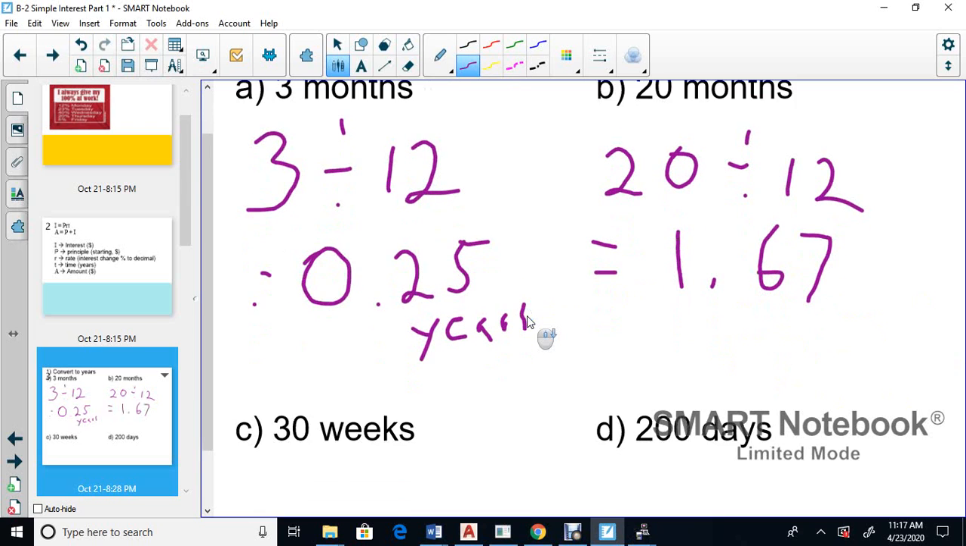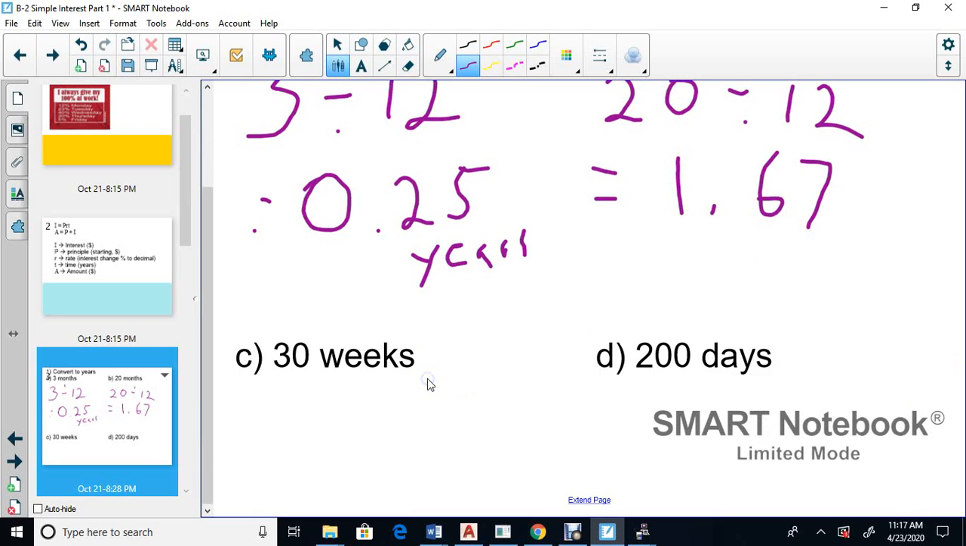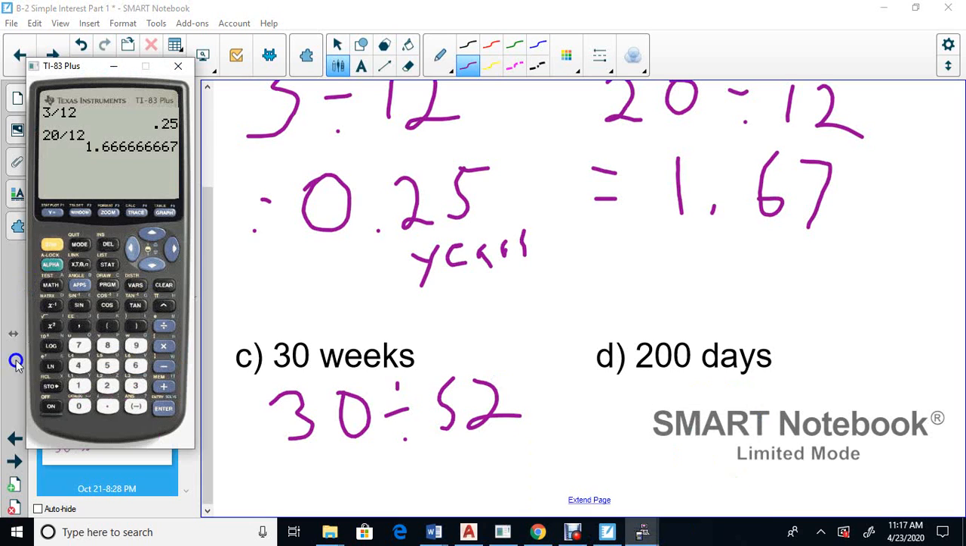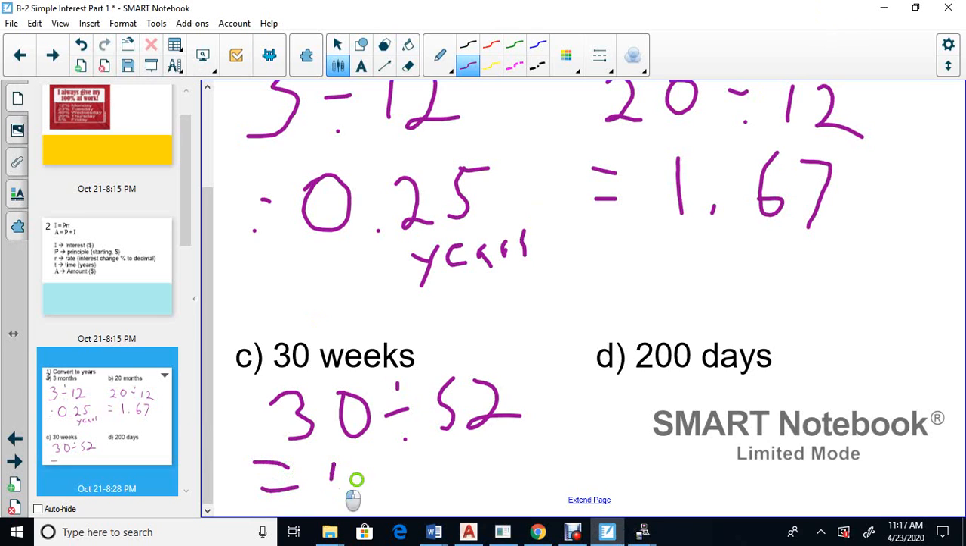Okay, 30 weeks. All of a sudden I throw in, instead of a year, I put 30 weeks. Well, you have to know that there are 52 weeks in a year. So you go 30 divided by 52. Go back to the calculator. 30 divided by 52. And in terms of years, that's 0.577. So I'll go 3 decimal places, 0.577. The more you keep, the more accurate the answer is.